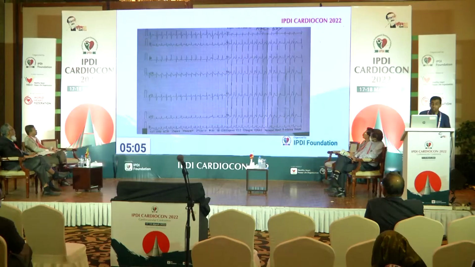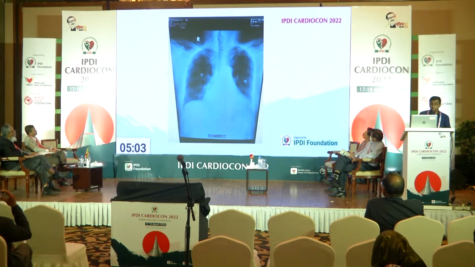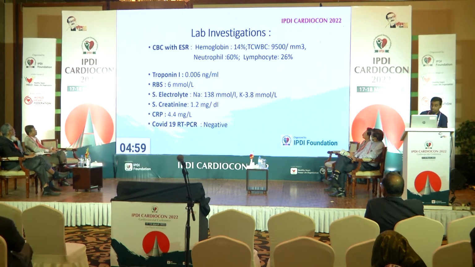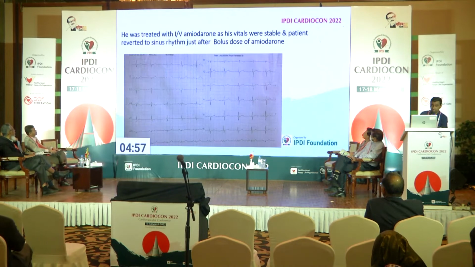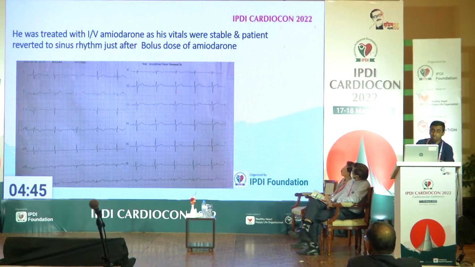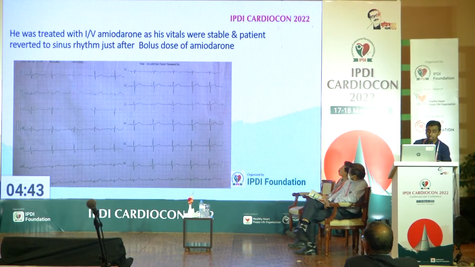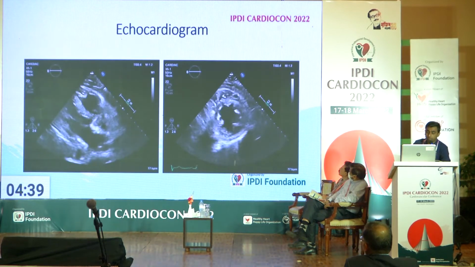This was his ECG, showing atrial fibrillation with fast ventricular rate, and this was his X-ray, showing some sort of cardiomegaly. He was treated with IV amiodarone as his vitals were stable, and the patient reverted to sinus rhythm just after the bolus dose of amiodarone in the emergency department. Patient was admitted to the hospital.